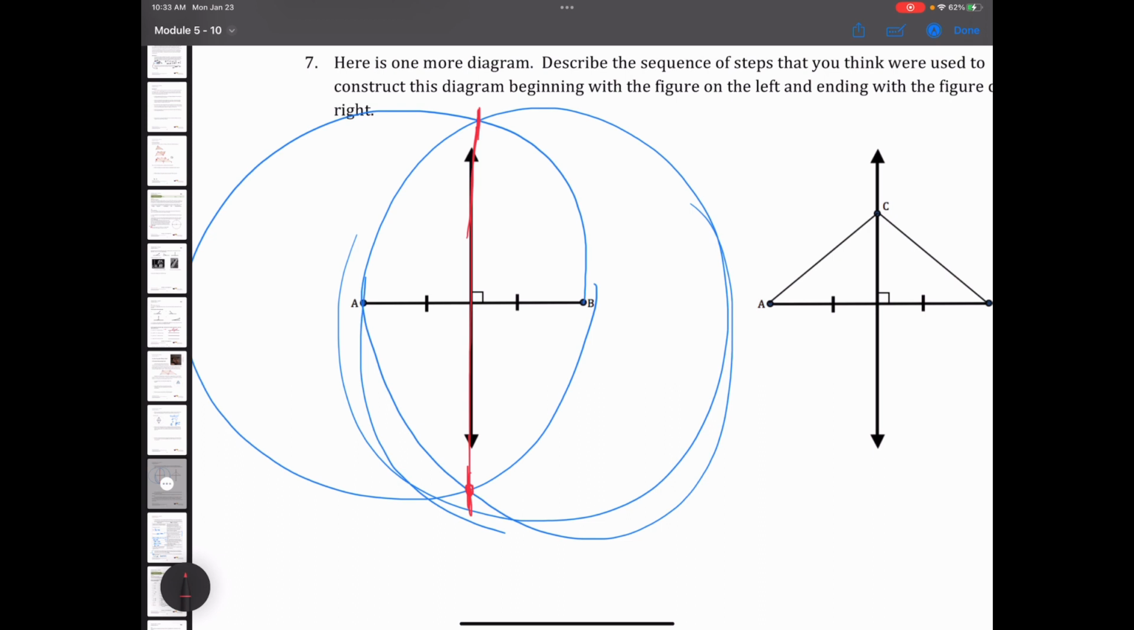Drew two circles. Found the radii. Oh, you're talking in the past tense. Okay, I thought it was just a typo. Got it. That's perfect, Hadassah. Good. Well done.